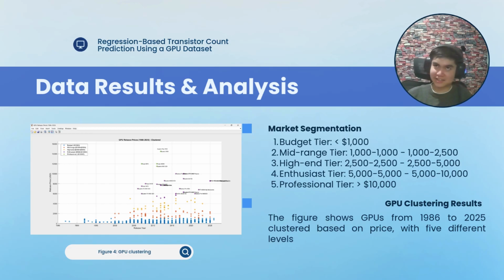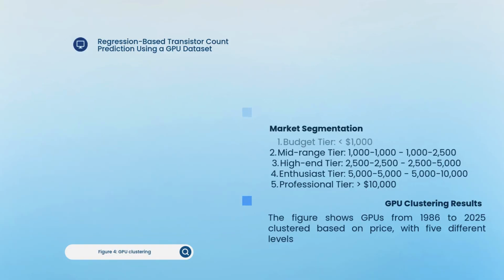Professional tiers have like 153 million transistors according to the dataset, and they're most likely used for AI training and running. That's why it's so expensive. But due to the dataset being so large and including GPUs of that tier, it's very skewed. So the figure shows GPUs from 1986 to 2025, and it's clustered based on price with 5 different levels. So thank you, Miss.